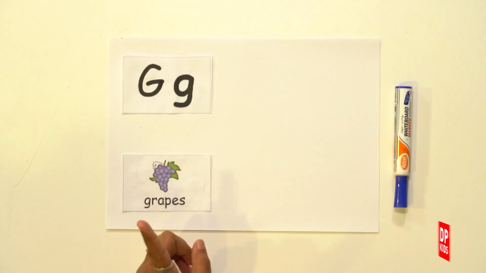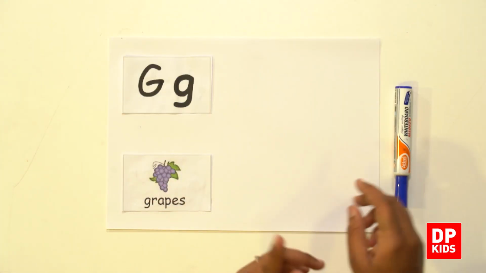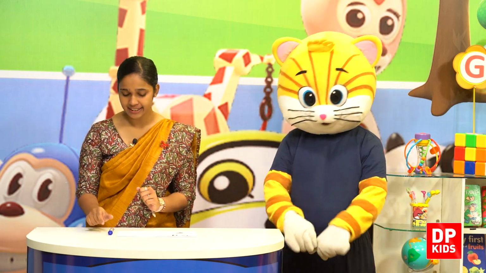We studied this in our mystery box. Can you remember, Kitty? Yes. Grapes. Grapes start with the letter G. When you are reading, you are using the name of the letter or the sound of the letter, Kitty. The sound, yes. G, G, grapes. What is the next one? We are going to write it.